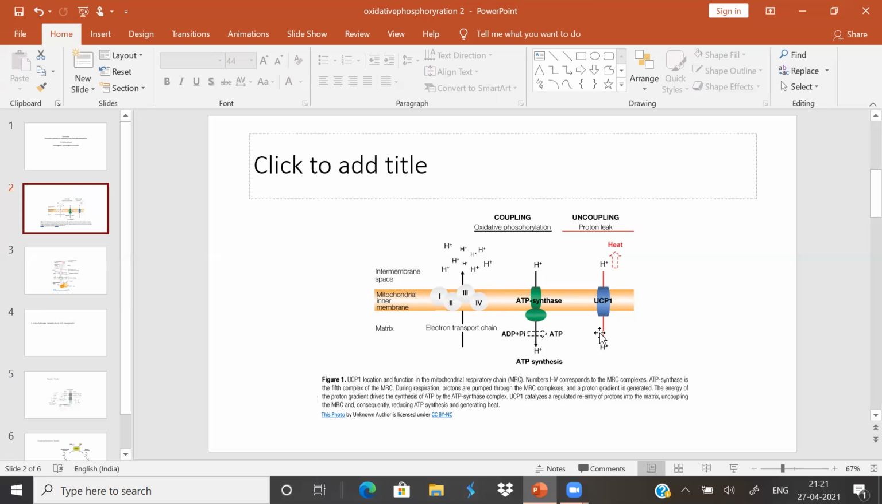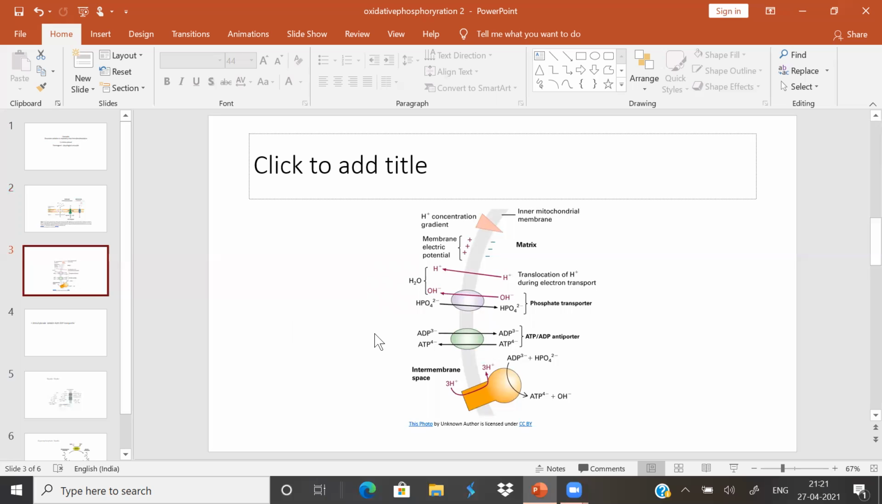And thermogenin is another physiological uncoupler. This is actually one protein, and it is present in hibernating animals and infants. It produces heat. The mechanism is the same, but instead of production of ATP, it produces heat. This is the physiological uncoupler, thermogenin.